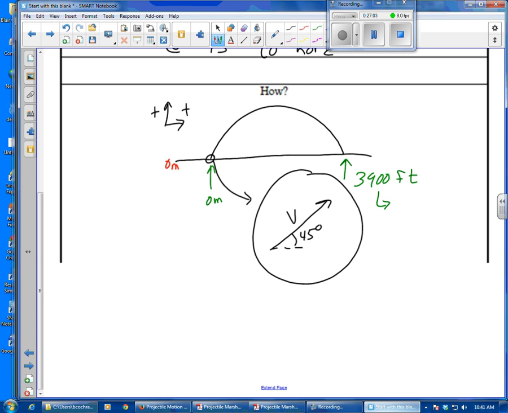Putting in 3,900. And I get, see, that's times 10 to the third, so 1.89 meters.